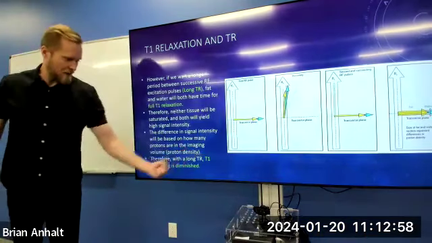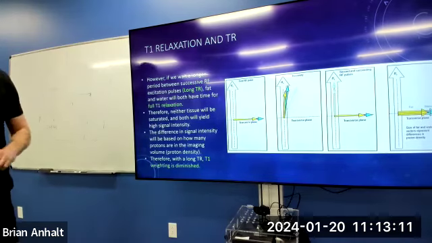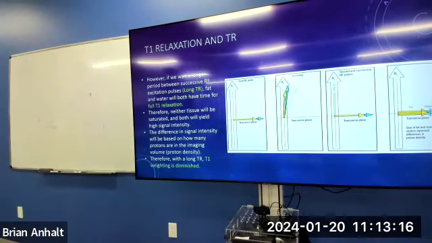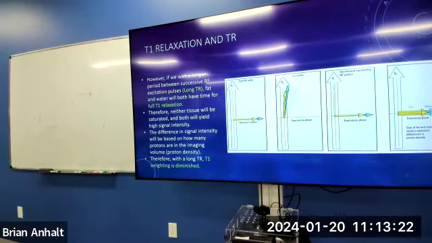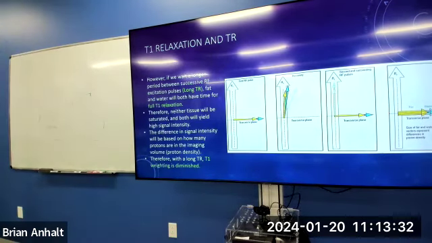With a long TR, T1 weighting is diminished, right? So if I want T2 weighting, I want to diminish T1 information, right? That's why your T2 weighted images have a long TR. We have a TR. Following me? You have to understand what a TR is, what T1 is, what T2 is to understand this. So hopefully we're there already so that we're starting to get this.